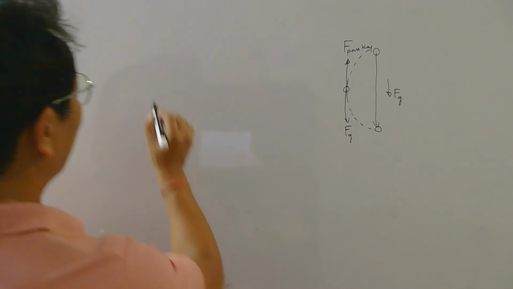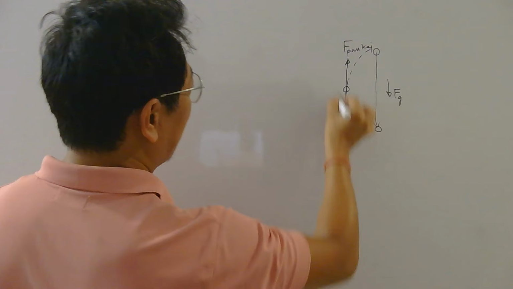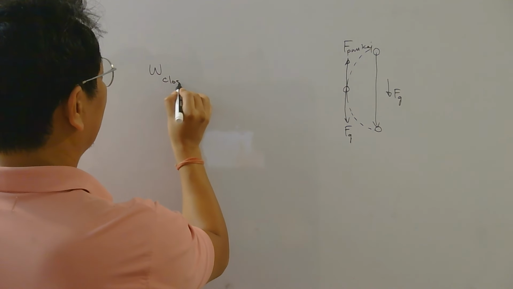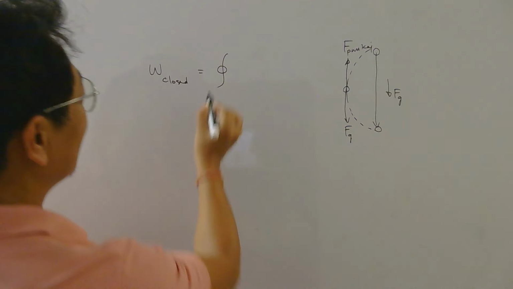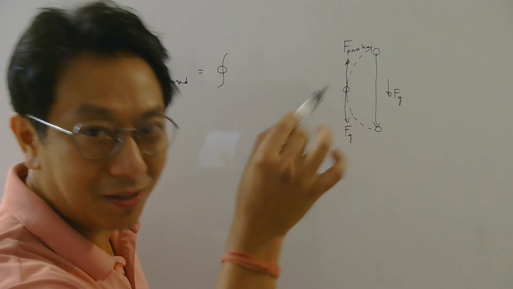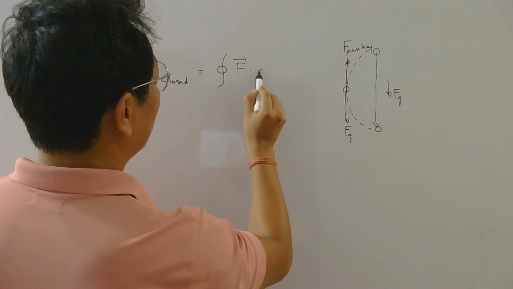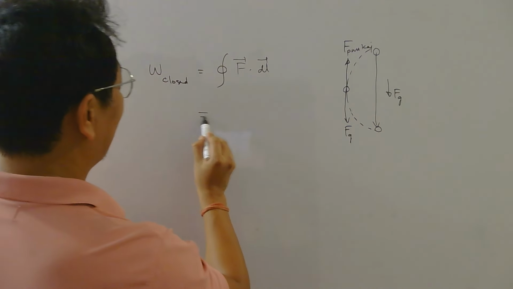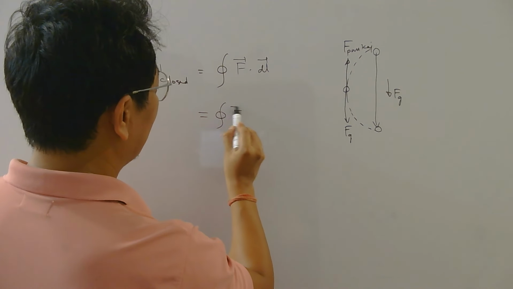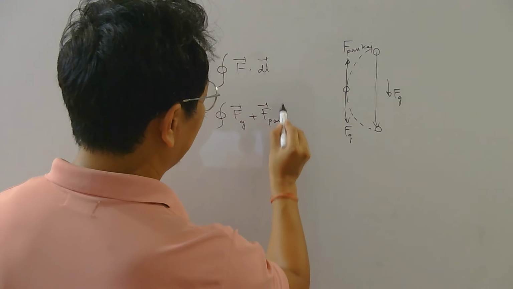And now if I calculate the work done to move this marker in this closed path, then I'll get closed line integral. This circle here means I am integrating in a closed path force dot displacement. This is the definition of work done, right? And what are the forces on the marker? Force from gravity plus force from Pankaj.